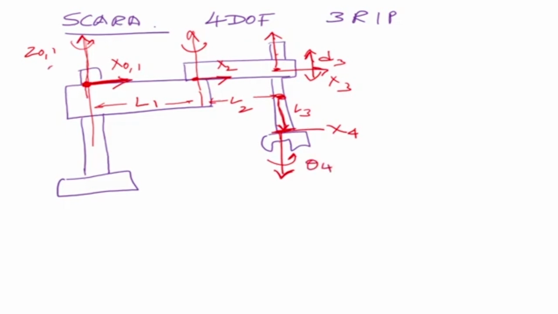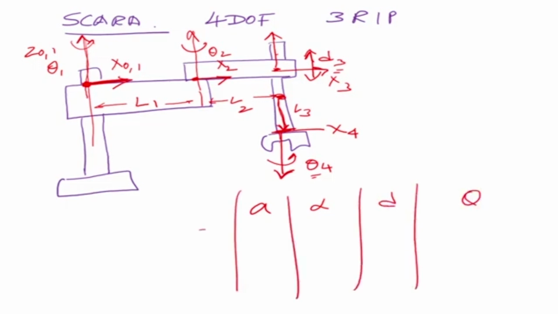So the variables here are theta 1, theta 2, d3, and theta 4. The other parameters are all given. So let's write the DH parameter table: a, alpha, d, and theta. So this is 0 to 1, this is 1 to 2, this is 2 to 3, and this is 3 to 4.